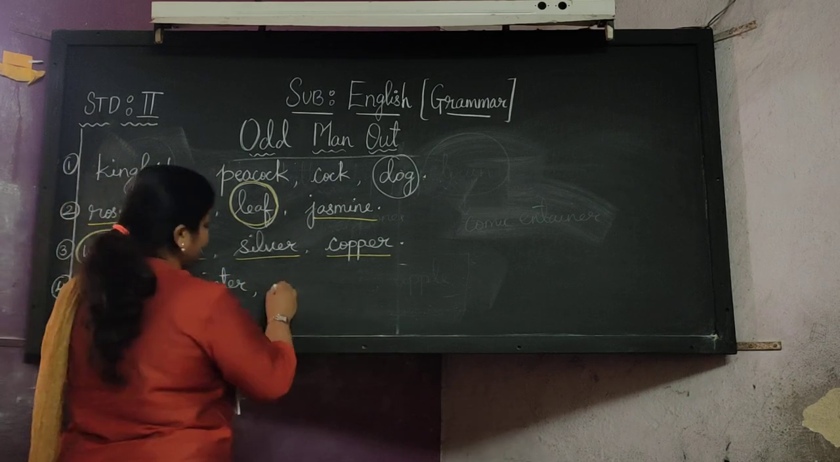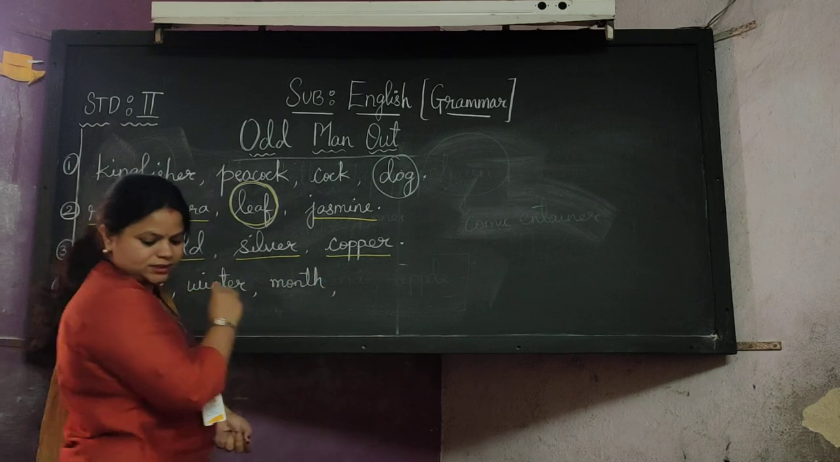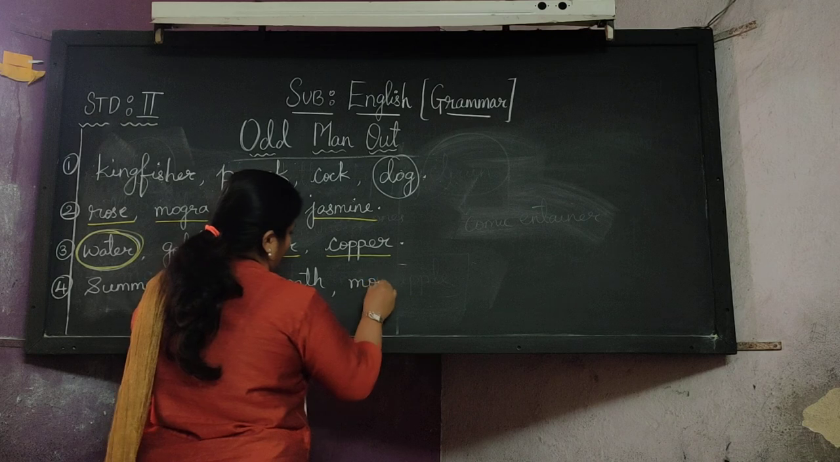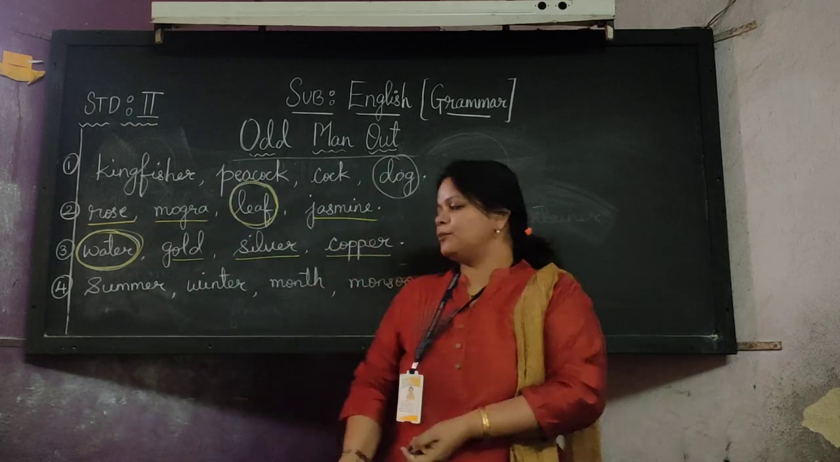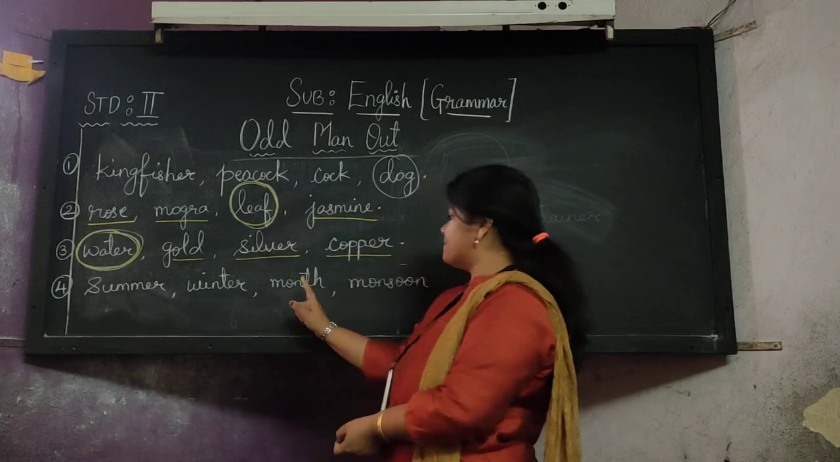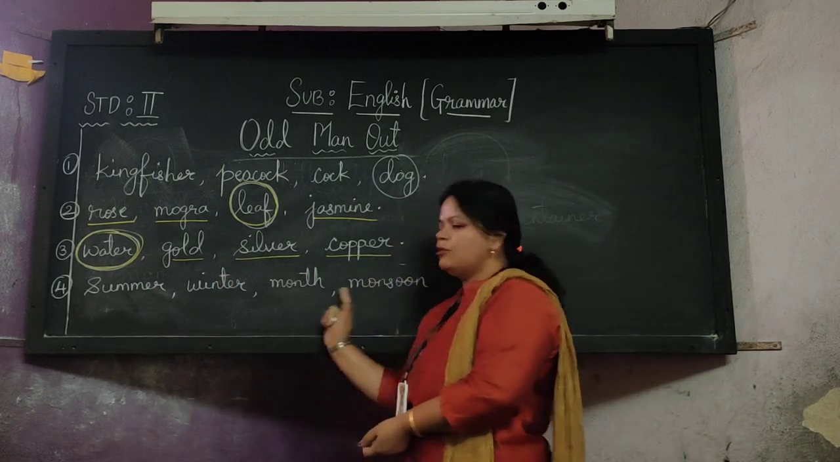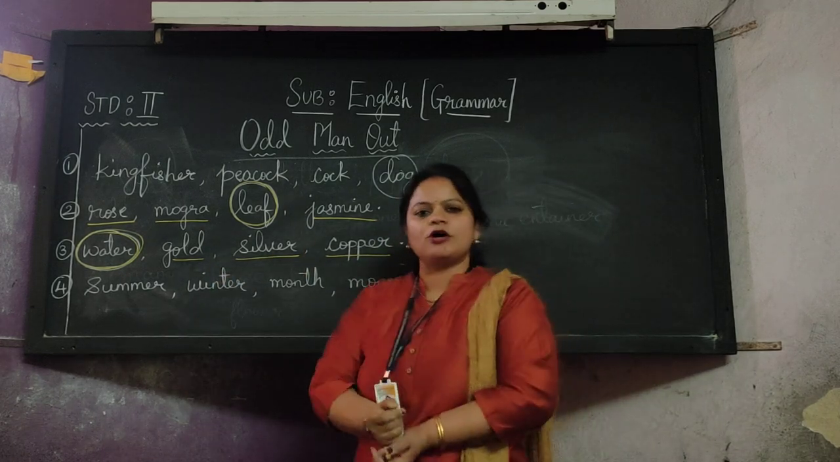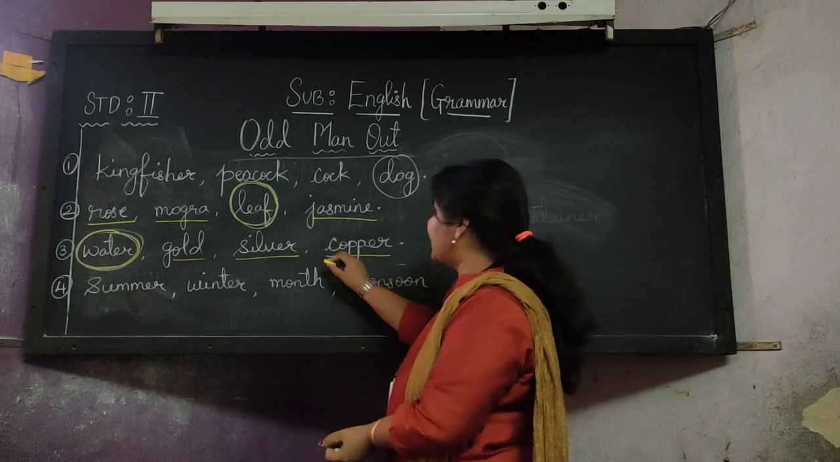Year, month, and monsoon. Again here, some group of words are given: summer, winter, month, and monsoon. Now from this group of words, which one is the odd man out? Any guess, students? Very correct.